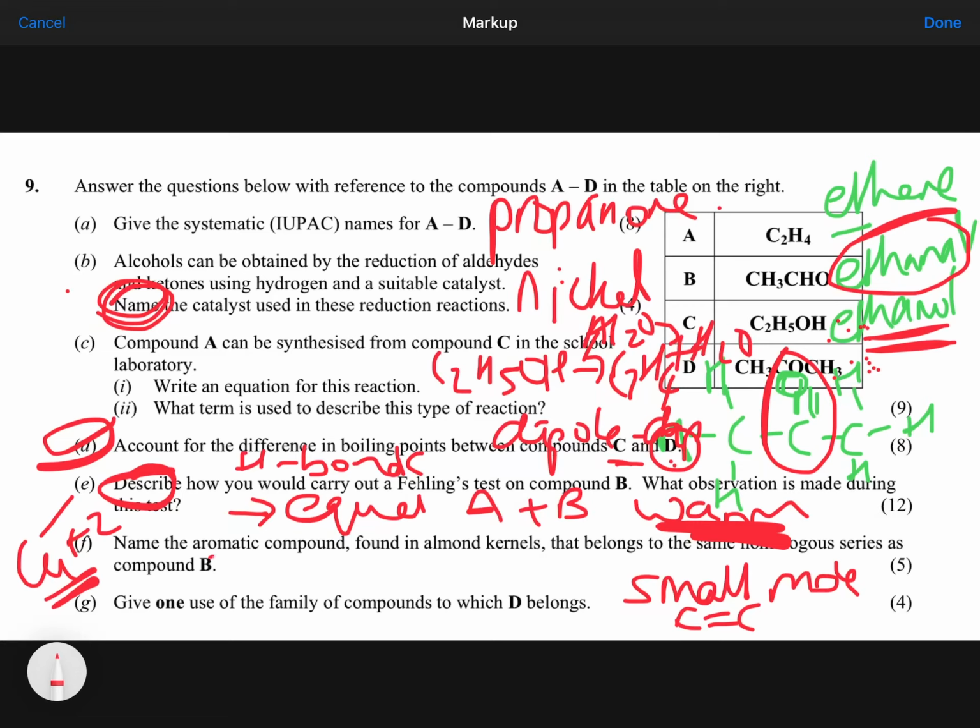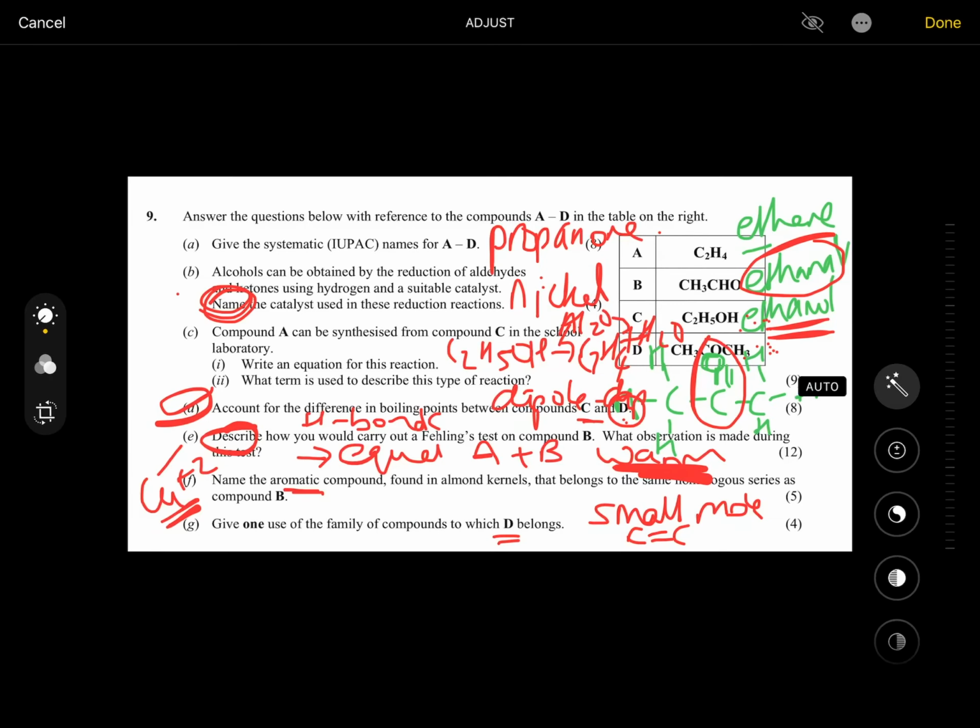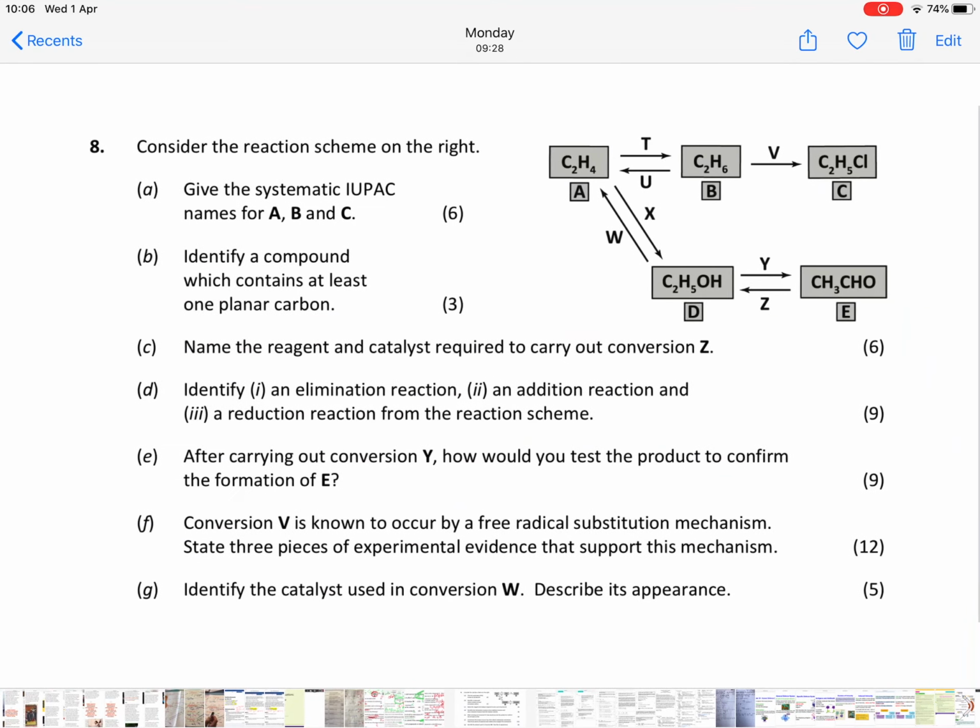F, name the aromatic. Aromatic compounds always contain benzene, found in almonds, it says, and belongs to B, so it's benzaldehyde. So it's an aldehyde, but it's an aromatic aldehyde, so benzaldehyde. And one use of the family to which D belongs, well, propanone is nail varnish remover, so you could just say nail varnish remover for that.